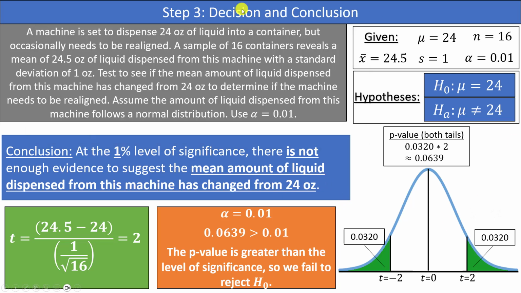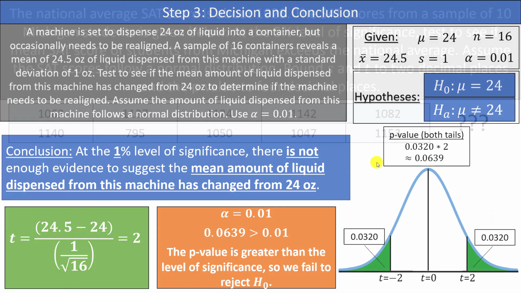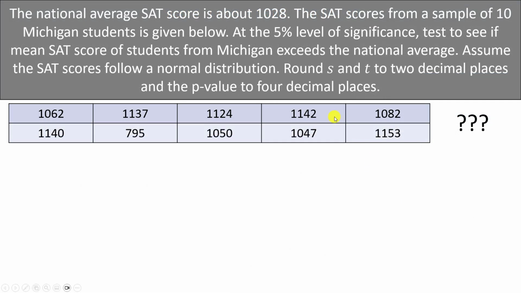All right, that is the completion of the second problem here using the two-tailed test. So here is one for you to try related to SAT scores. The national average SAT score is about 1,028. The SAT scores from a sample of 10 Michigan students is given below. And at the 5% level of significance, test to see if the SAT score of students from Michigan exceeds the national average.